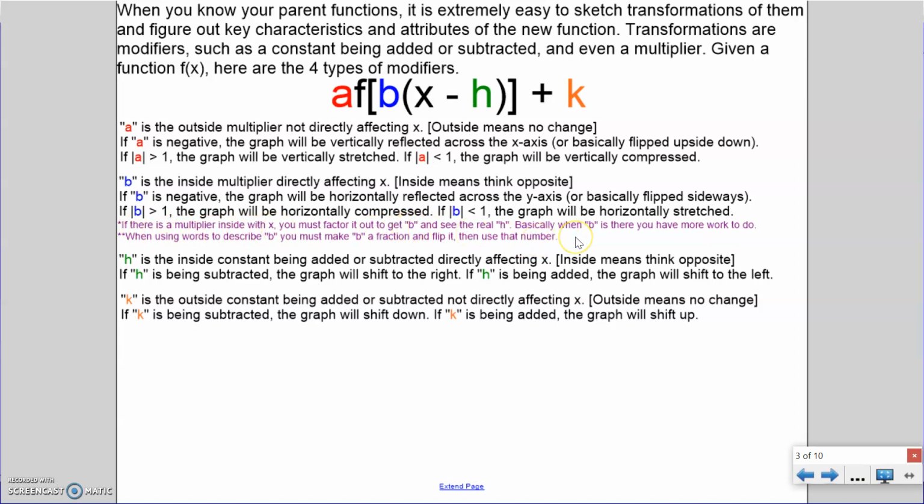So basically when b is there, you have more work to do. So don't forget that. And then when using words to describe b, you must make b a fraction and then flip it and then use that number. For example, if b was 1 over 5, you'd flip it to say 5 over 1. If b was a fraction 2 over 3, you'd flip it to say 3 over 2.